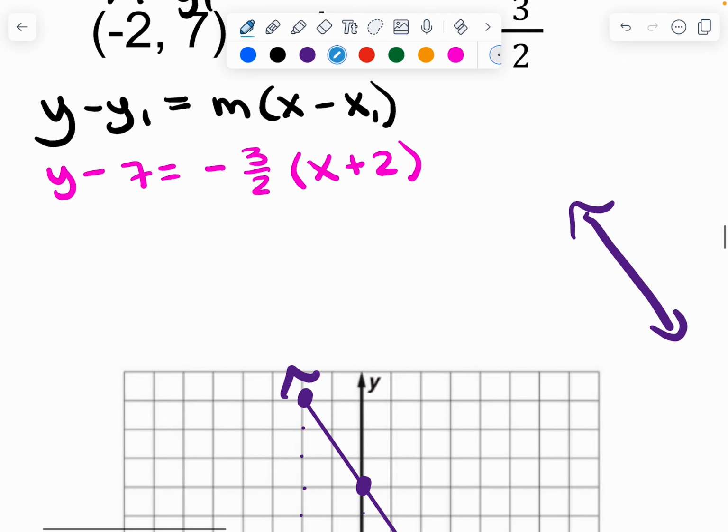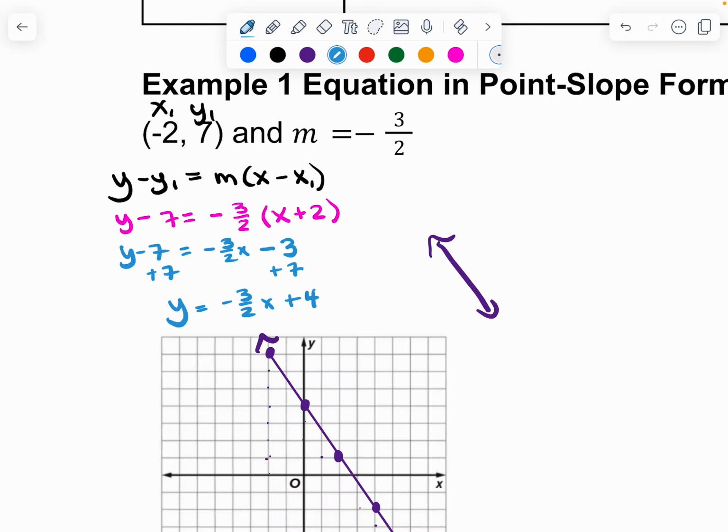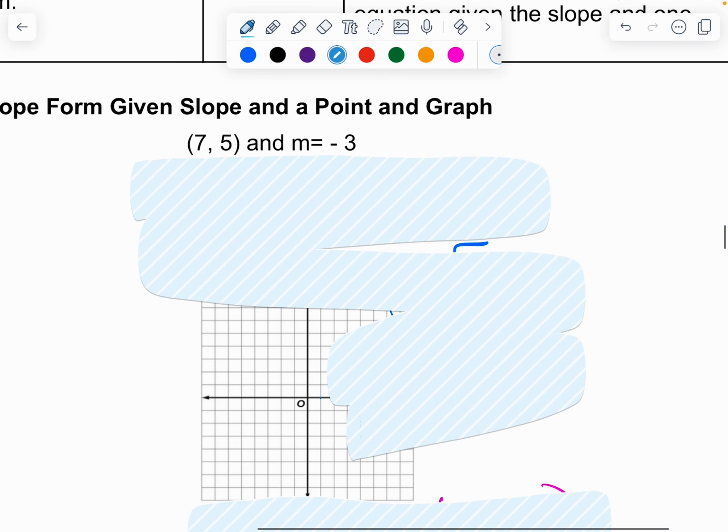Sure, we can put it in slope-intercept form. So negative 3 over 2x minus, the 2's will cancel, I get 3. Add 7 to both sides, and I get y equals negative 3 over 2x plus 4. And there we have it. So I want you guys to do this one on your own. Pause the video.